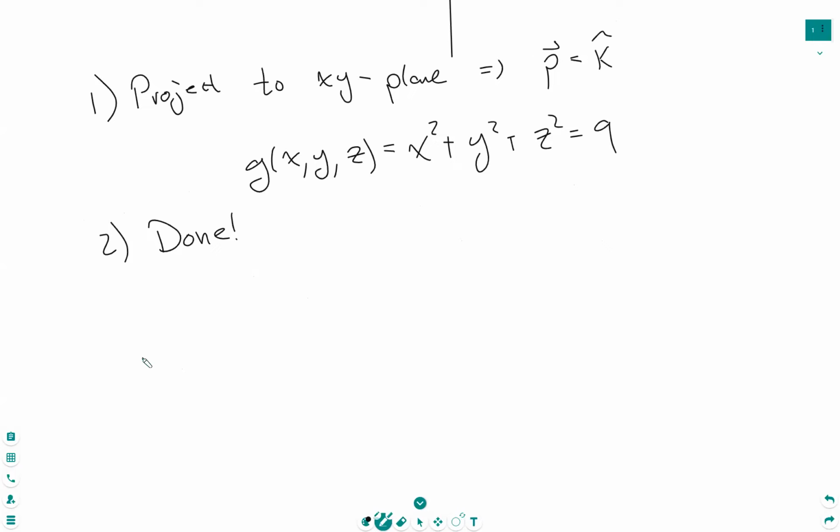Step three is let's go ahead and look at the gradient of g. 2x, 2y, 2z. So here we'll also decide where the positive needs, or if we're choosing the plus or the minus.